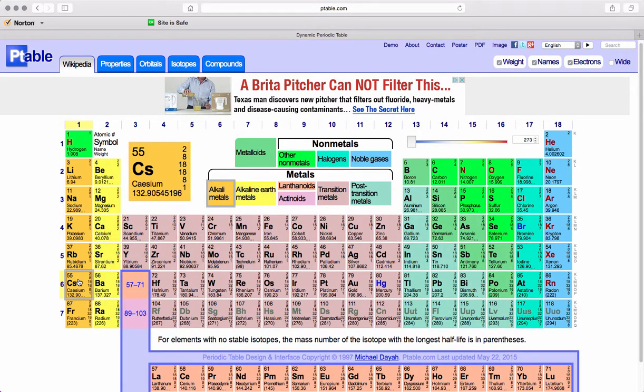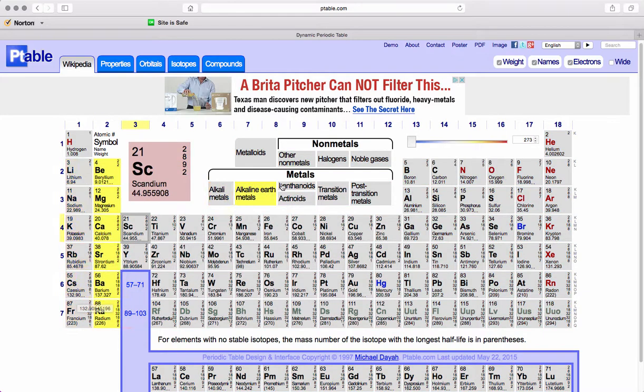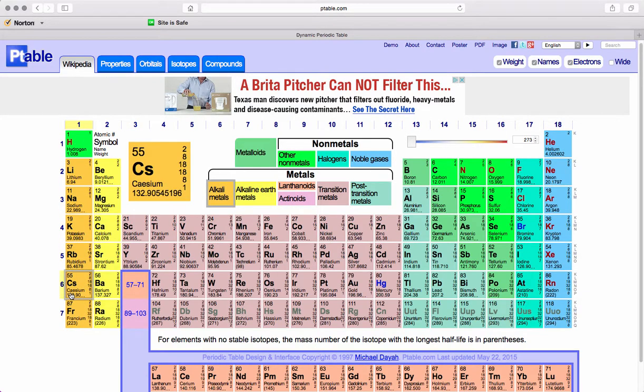Cesium is element 55 in row 6 here. It has an atomic weight of 132.90, so that's what that number means. And we're going to need that to solve the problem. So cesium is in the metals. It's an alkali metal in group 1 here. It's element 55, atomic mass 132.90.